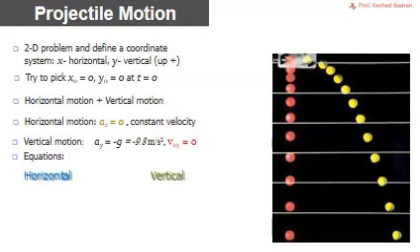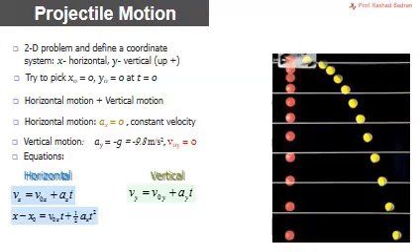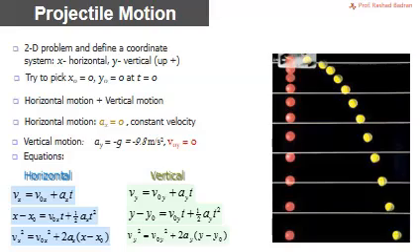Our equations for two-dimensional motion are v_x equals v naught x plus a_x t along the x-axis, and along the y-axis v_y equals v naught y plus a_y t. The other equations are for delta x, the displacement along the x-axis, and for the y-axis, the y component.